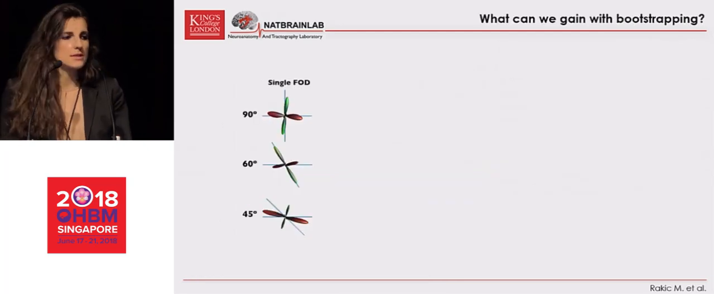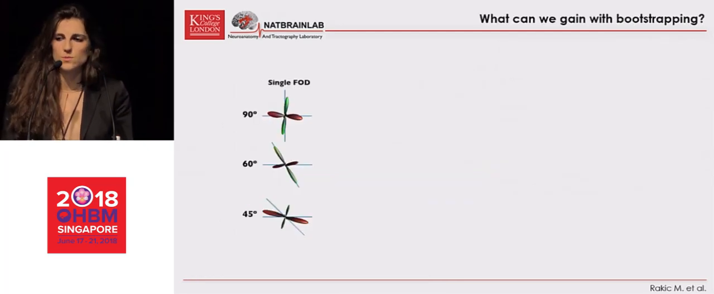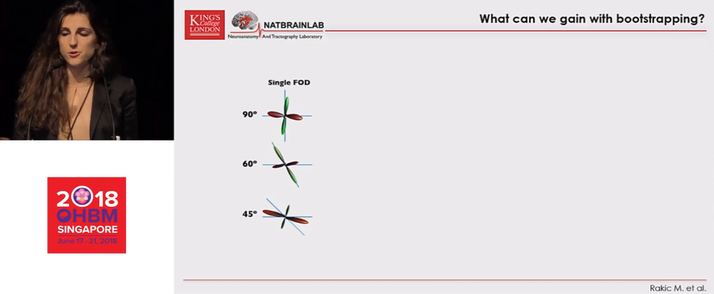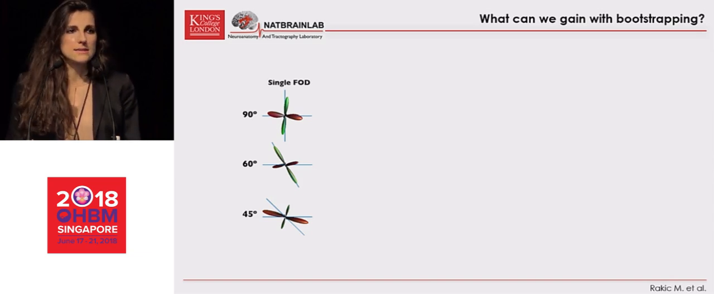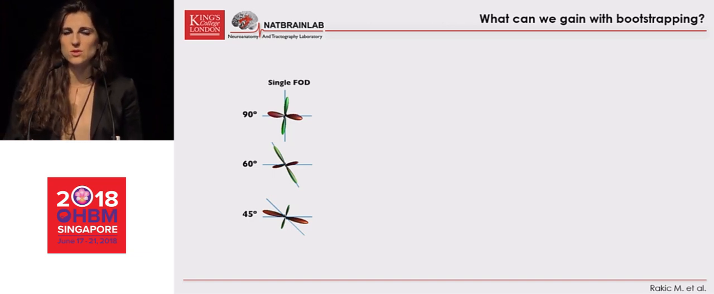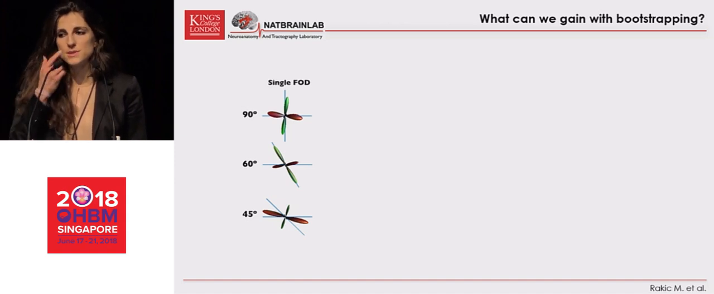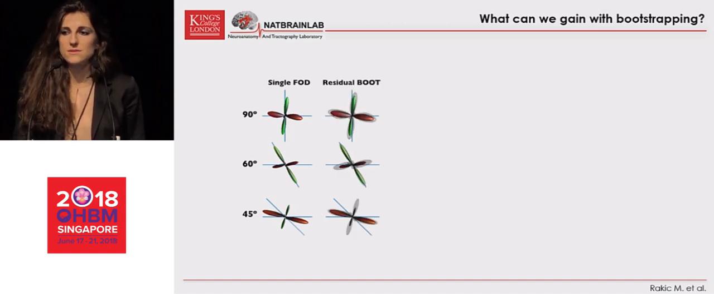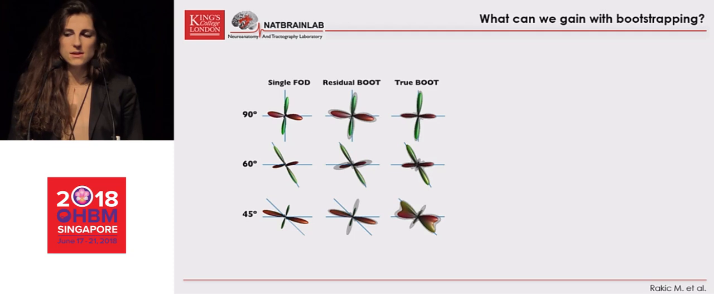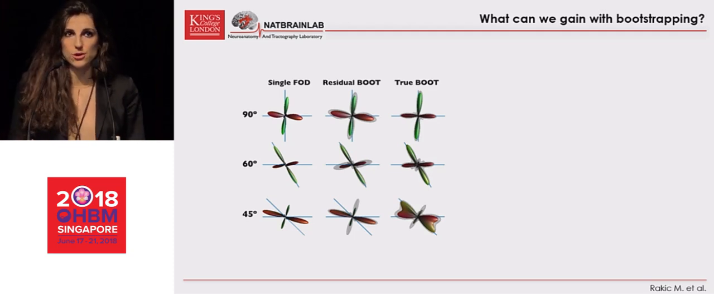So just to summarize this, we noticed that single FOD, fiber orientation distribution, is relatively tricky when you get to low SNR and low crossing angle. And residual bootstrapping actually gives results that are not much different. And true bootstrapping provides results that are much better aligned with the ground truth.